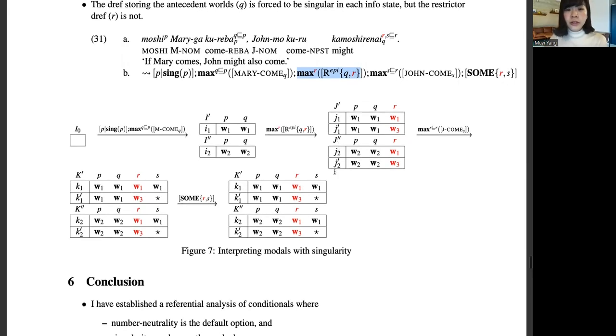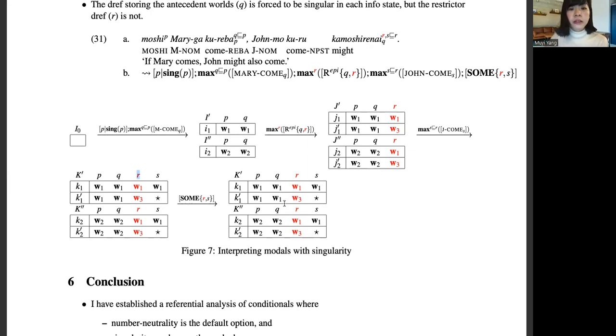When we look at the pictures, again, we don't need to look at it step by step. If we just look at the input information state of the sum relation, namely the one where we have K prime and K prime prime, here the restrictor deref is going to be the R column. And thanks to the epistemic accessibility relation, although with respect to each information state, K prime and K prime prime, Q indeed is going to have a singular referent. But R, the restrictor discourse referent, does not have to.